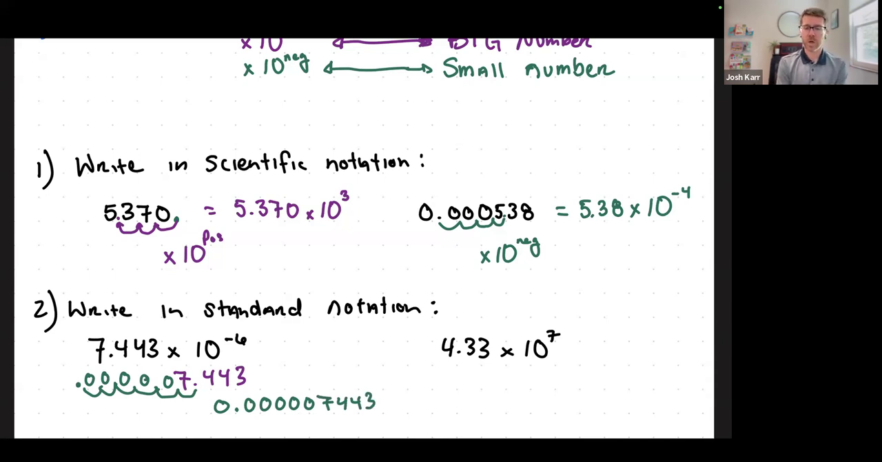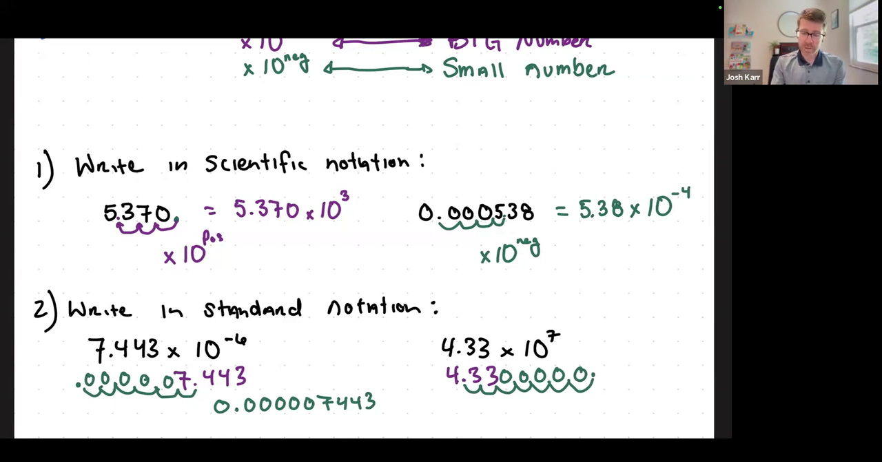Cool. All right. Similarly, 10 to the 7th, it's a positive exponent. That means we're multiplying by 10 7 times. That will create a pretty large number. 4.33. Let's move it 7 times. Should we move it to the left or to the right? Let's move it to the right because we're creating a large number. 1, 2, 3, 4, 5, 6, 7. Okay. The decimal place should end up here.